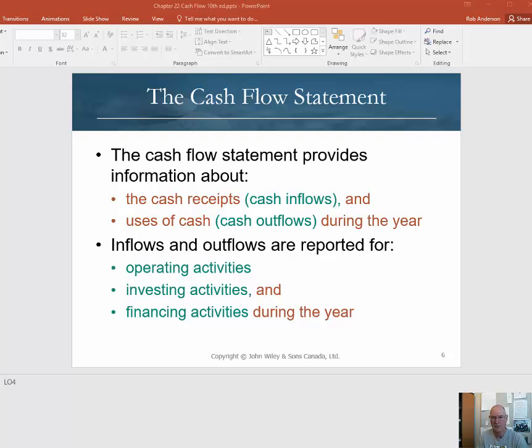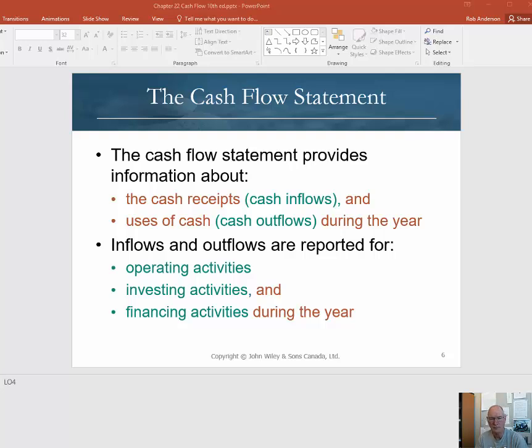Now, the last category, financing, involves money that we essentially borrow and pay back, and it also involves our shareholders' equity, such as receiving cash from issuing shares and repurchase of shares, which would cost you money, right? So incurring a long-term liability and paying off a long-term liability are examples of financing activities.